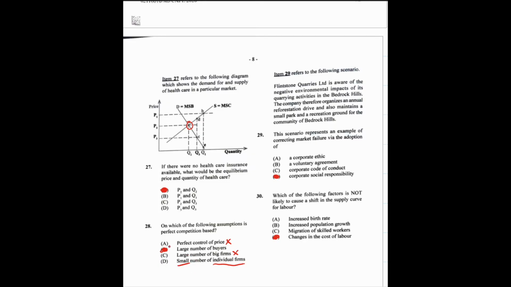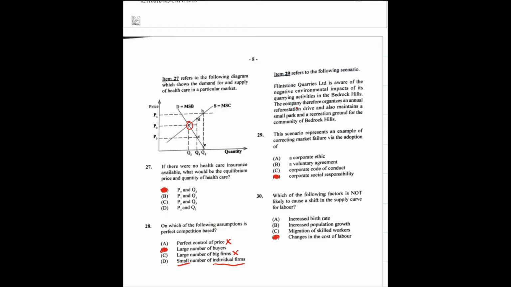But right here, oh, sorry, I made a mistake here. I should have said small. There should be a large number of individual firms because there are many sellers in the perfectly competitive market. Many sellers, many buyers. So that is why B would actually be the answer, because there is a large number of buyers. B.